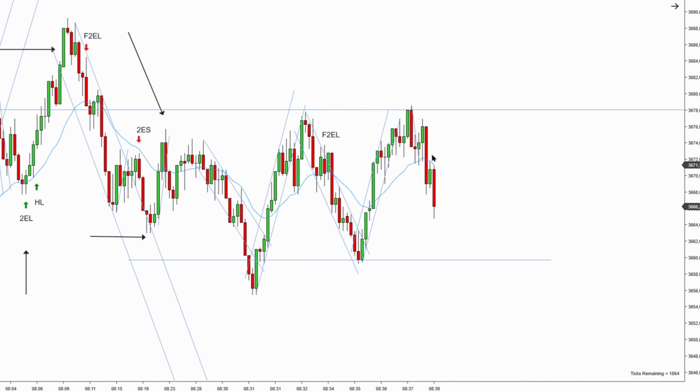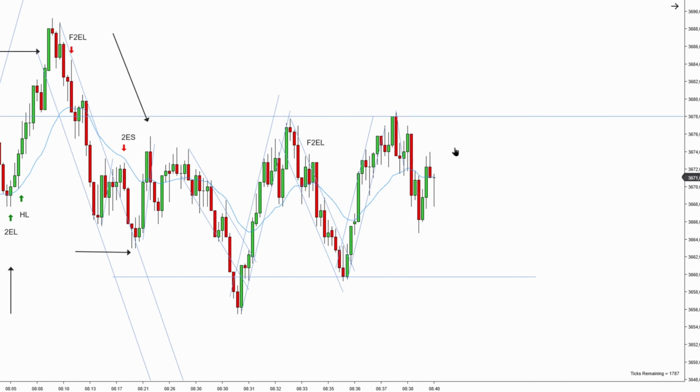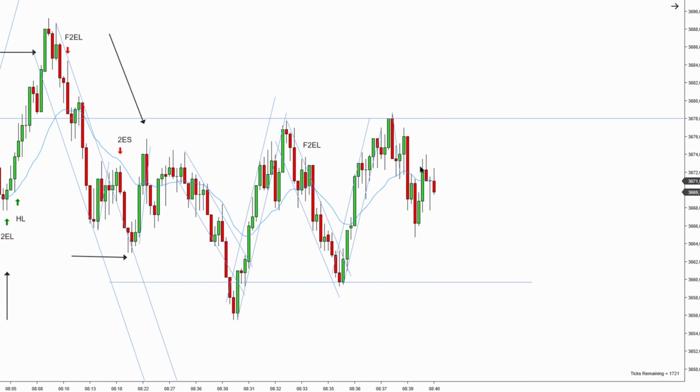Okay, we're pushing lower. We're pushing lower. Okay, we're still below the EMA. We have a new low, first entry short, pullback, second entry short. Now notice the same pattern right here.